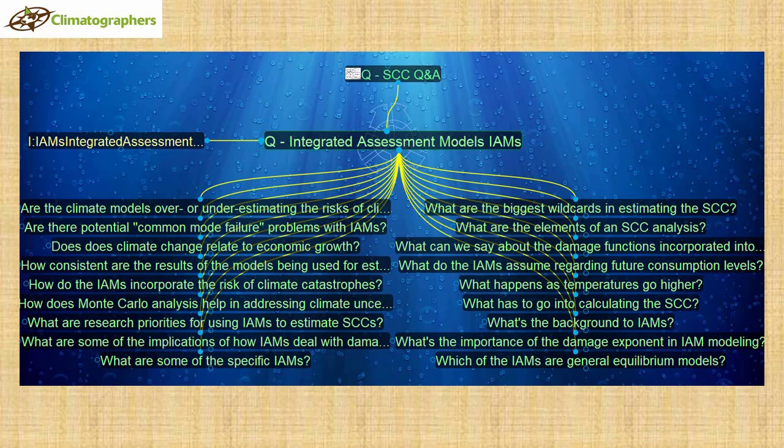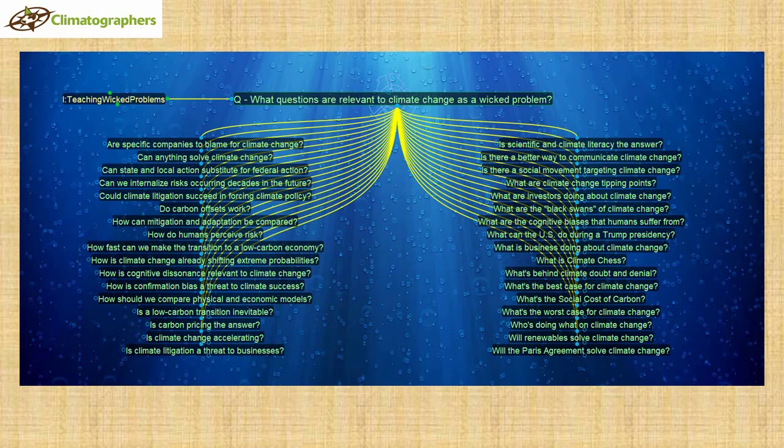Similarly, the Climate Web uses a Q&A format to organize some kinds of information. In this case, questions relating to how integrated assessment models are used to forecast the economic outcomes of climate change. Similarly, if you're interested in exploring or teaching climate change as an example of a wicked problem, the Climate Web gathers together Q&As you might want to explore.